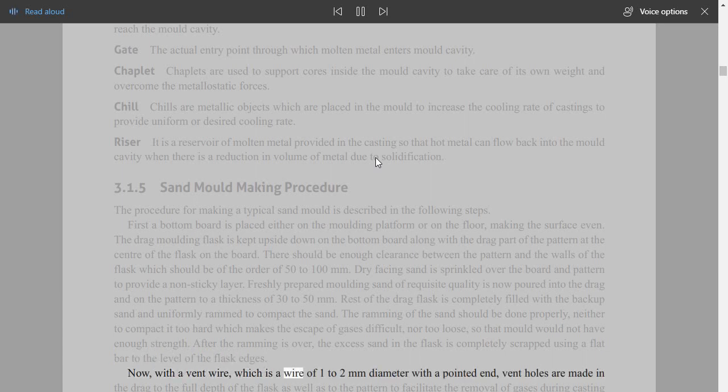Now, with a vent wire, which is a wire of 1 to 2 millimeters diameter with a pointed end, vent holes are made in the drag to the full depth of the flask as well as to the pattern to facilitate the removal of gases during casting solidification. This completes the preparation of the drag.